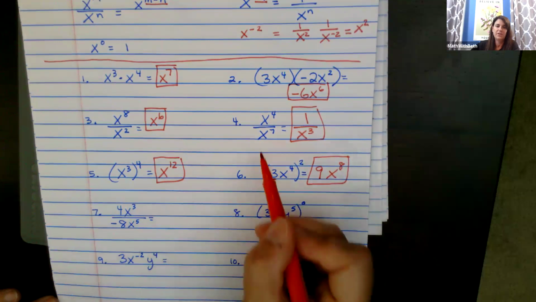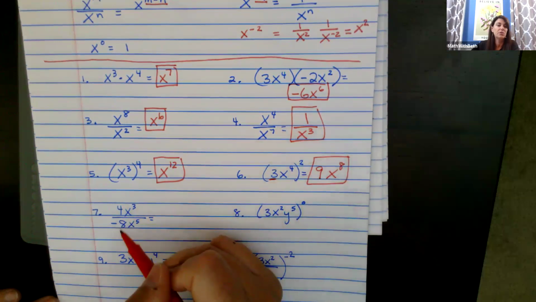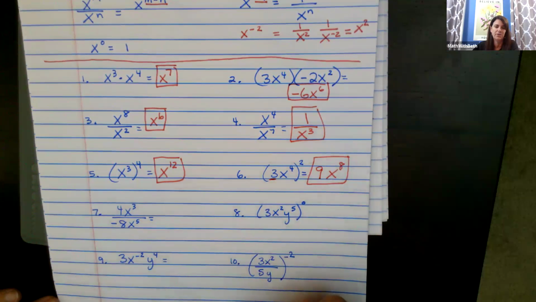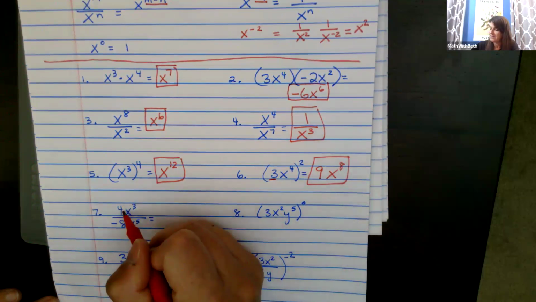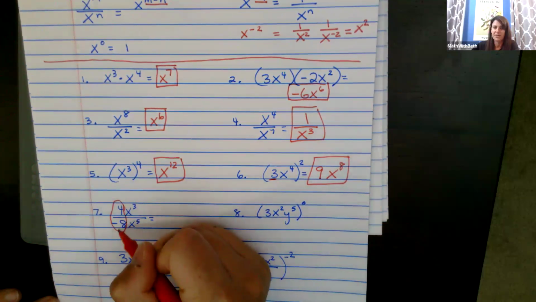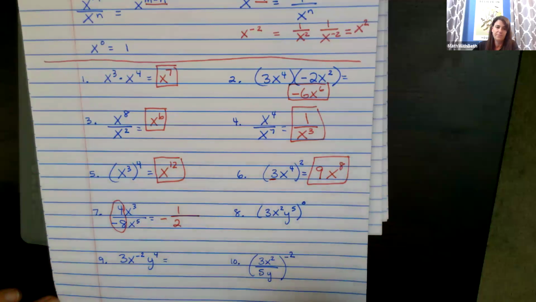Number 7, similar to this one, there's more x's on the bottom, so my x's are going to be on the bottom, but I just threw some normal numbers in again so that you could handle those. So 4 over -8, think of it as a fraction. We can reduce that fraction, right? So it's going to be a -1 over 2.